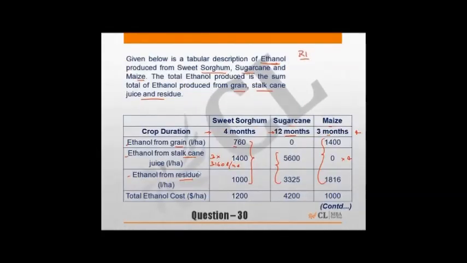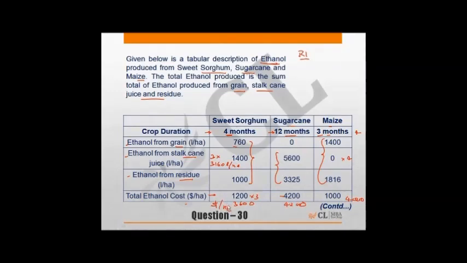So what is the total cost of ethanol? $1,200 per hectare. This is for a 4-month period. So for 3 crops, it will be 1200 into 3 because every 4 months you'll have a new crop. So 1200 into 3 makes it $3,600. Sugarcane, only 1 crop per year, so the total cost is 4200. And maize, it is 3 months crop duration, so 4 crops a year. So 4 crops means 4000. Okay. So this is the cost in dollars per hectare over a 1 year period.